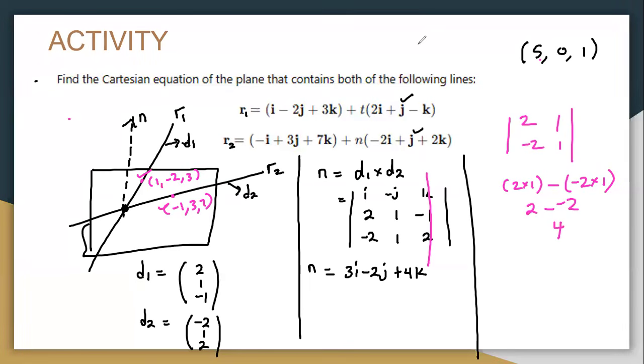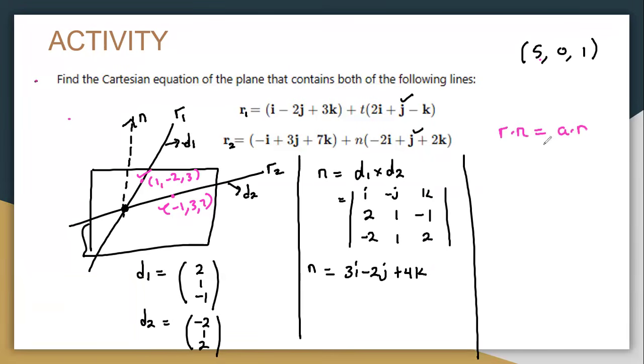Okay, let me hope it is okay. So I'm going to come back here and now we get our normal vector. So I've said use any point. Then you say r dot n is equal to a dot n. Use any point. It is up to you what you want.